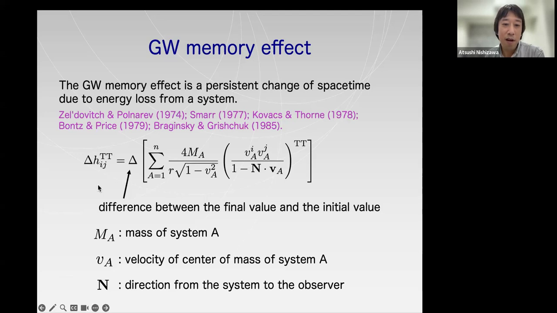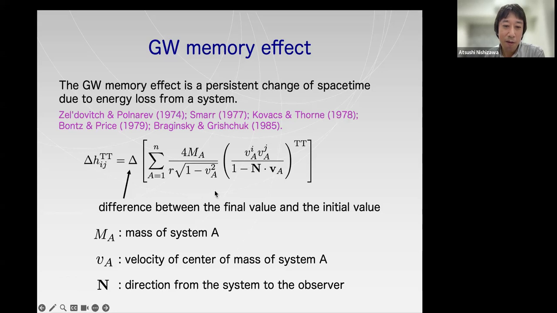This is the gravitational wave amplitude change, and it is given by the energy loss from the system between the final time and initial time. And MA is the mass of system A.